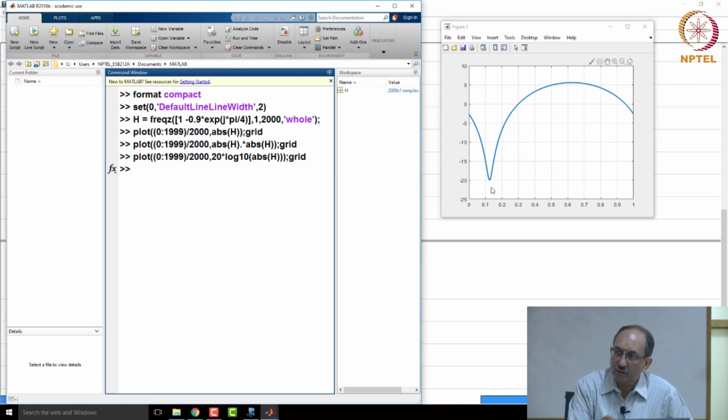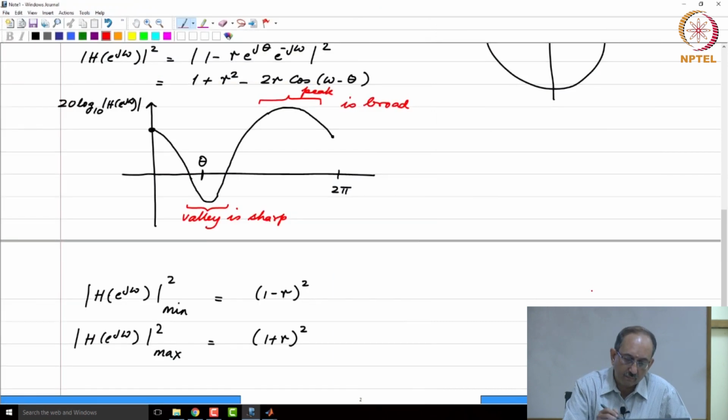And because the radius is 0.9, right, the minimum value is 1 minus 0.9 whole squared, which is 0.01, and that is minus 20 dB. So all these numbers are also corresponding to what they should be. No surprises here. Therefore, this is the precise plot, and this is the rough plot.